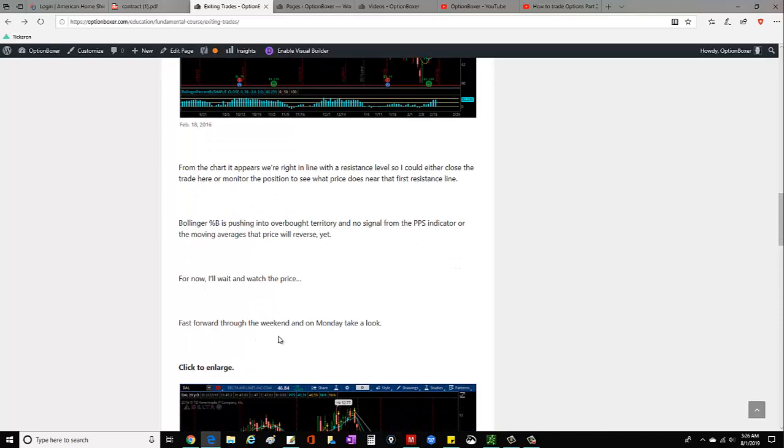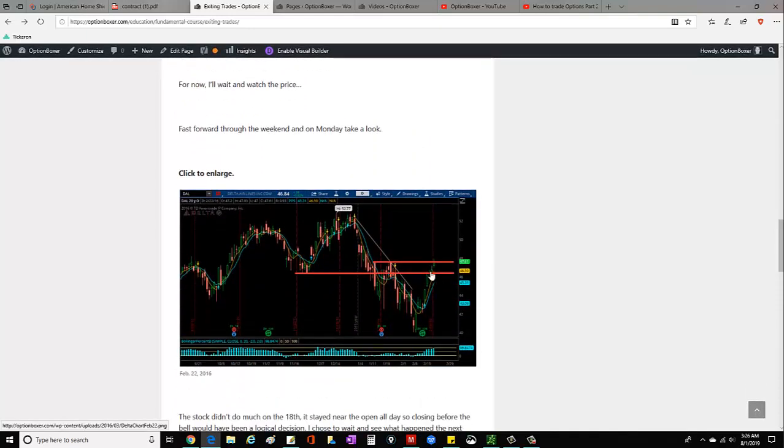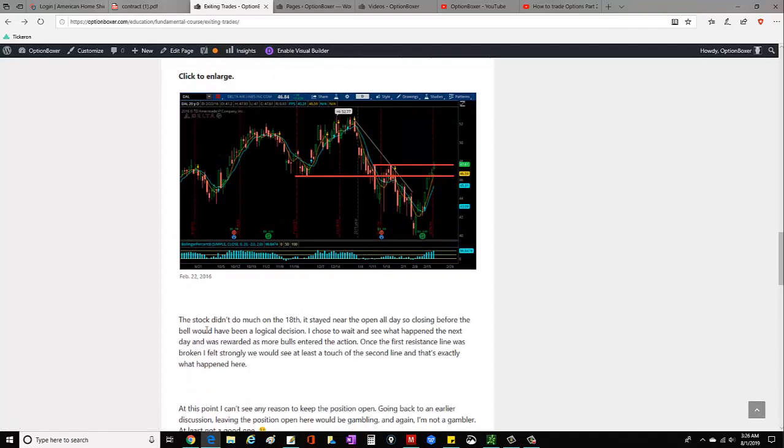So let's fast forward through the weekend, and on Monday, let's take a look. As you can see here, the price did in fact jump up, and it did reach the second resistance level. The stock didn't do much on the 18th. It stayed near the open all day, so closing before the bell would have been a logical decision.